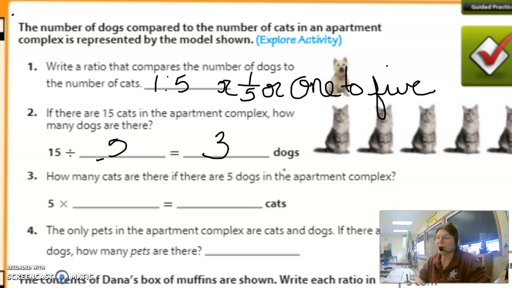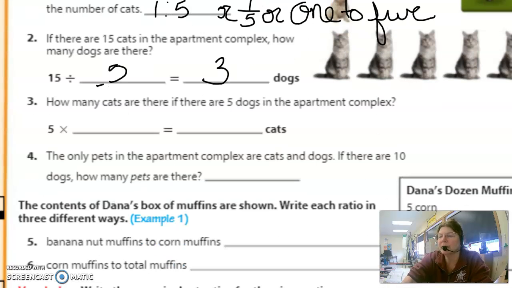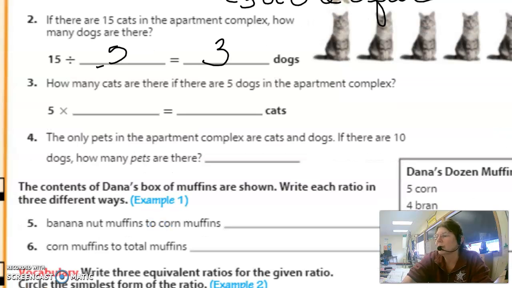How many cats are there if there are 5 dogs in the apartment complex? It's the same thing that we've been doing with our other ratios. You're going to want to go ahead and answer these questions on your guided practice. And then if you have any problems, give me a call or email me.